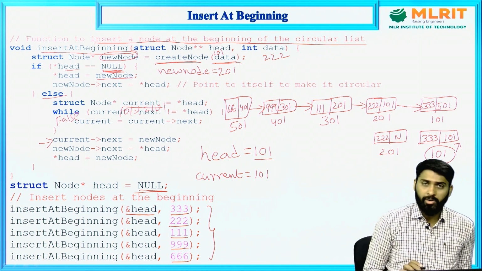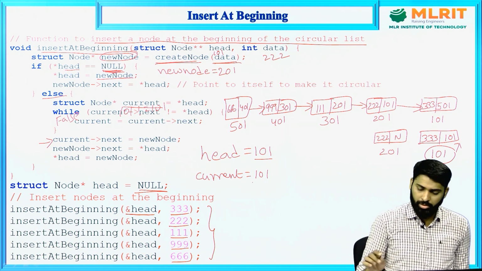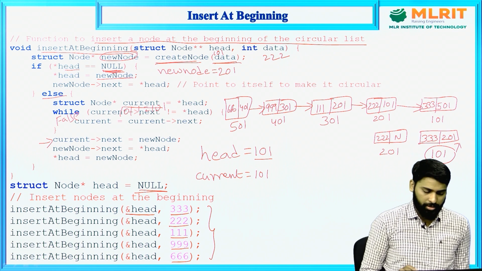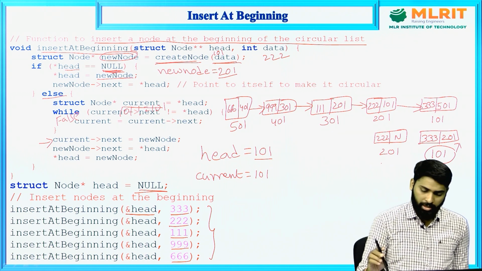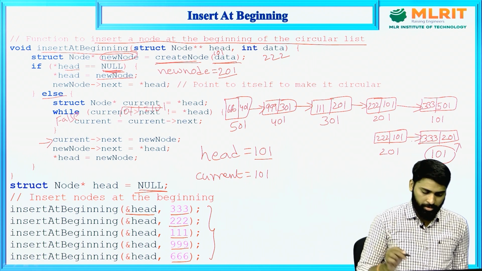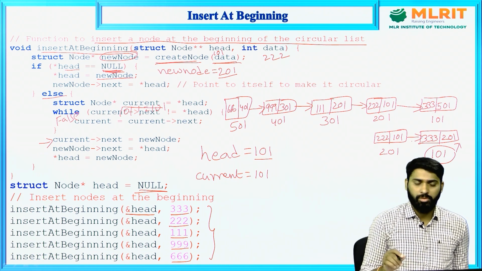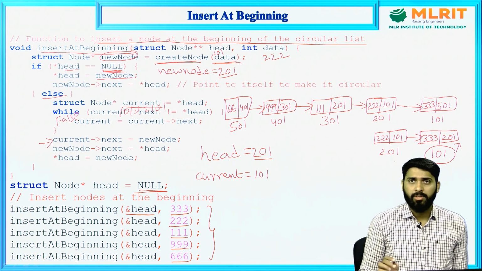So current arrow next. What is the current? 101 arrow next equals new node. That means here we are going to change it to 201. And new node arrow next. What is the new node here? 201. So 201 arrow next equals head. So in this place we are going to store 101. So this is the link. And head equals new node. Update the head also. Now it is 201. That's it.